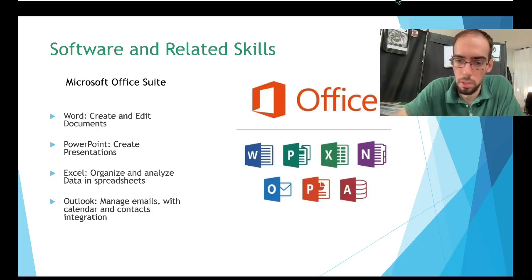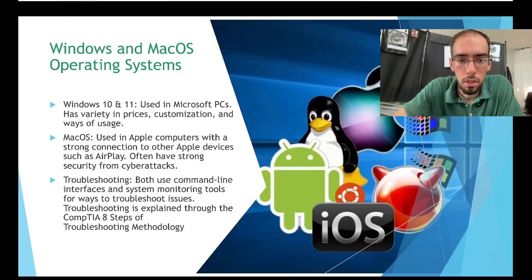So we're gonna go to the next slide. And so Windows and Mac OS are basically operating systems. So I'm gonna look at this. On the bullet, I have Windows 10 and 11. I've used Microsoft PCs. I will say these are one of the very early laptops and PCs I've used personally, but now I've also used Mac as well. And they have a variety of prices, customization, and ways of usage.